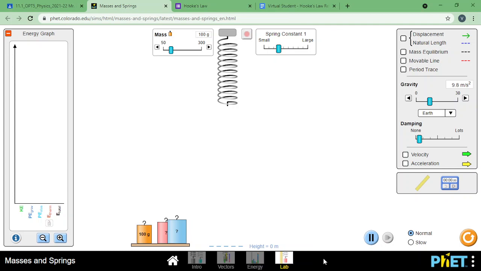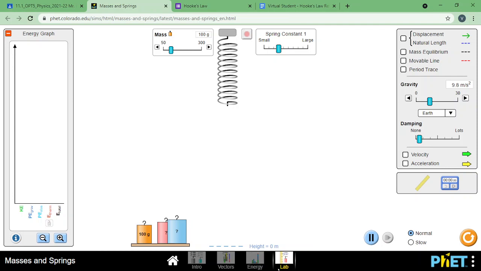Now, the type of selection, first and foremost, you must ensure that when you go to the mass and spring activity or simulator, you must select lab. Okay, that's the section that we're using.